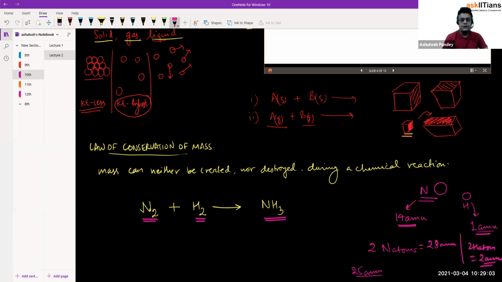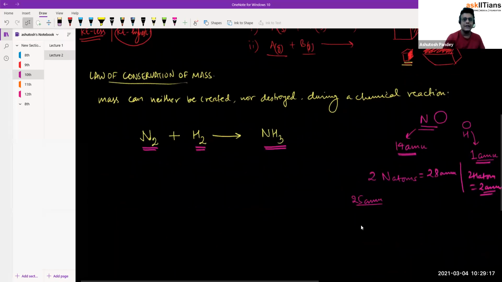Here we have two nitrogen atoms, and on the product side we have only one nitrogen atom. So why is this happening? Let's see, we are going to learn this in detail. So I'm going to write like this. This is N and N.